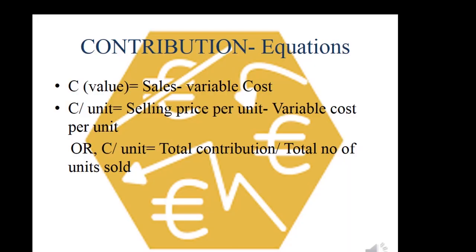Now let's discuss some of the formulas for finding out contribution. Contribution can be obtained by using the formula sales minus variable cost. The resultant is the contribution value. To obtain contribution per unit, we have to deduct variable cost per unit from selling price per unit, or contribution per unit is equal to total contribution divided by total number of units sold.